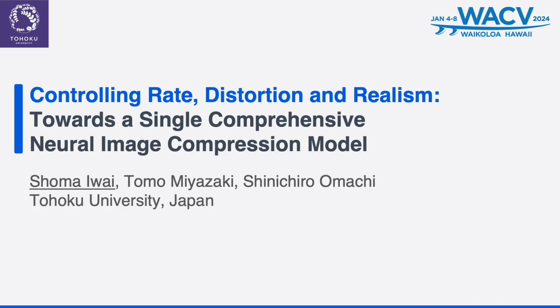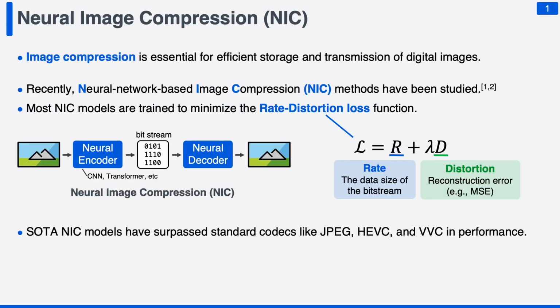Hello, I'm Shoma Iwai. I will present our research titled Controlling Rate, Distortion, and Realism towards a single comprehensive neural image compression model. Image compression is essential for efficient storage and transmission of digital images.